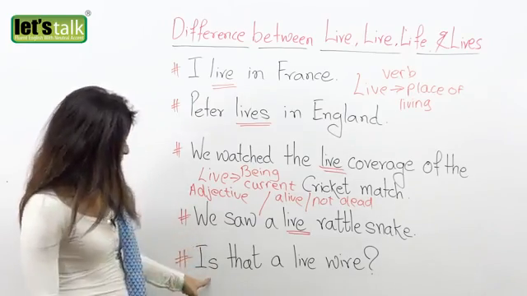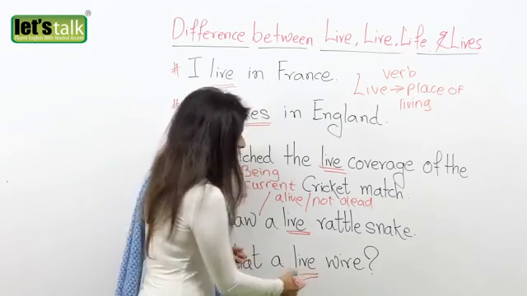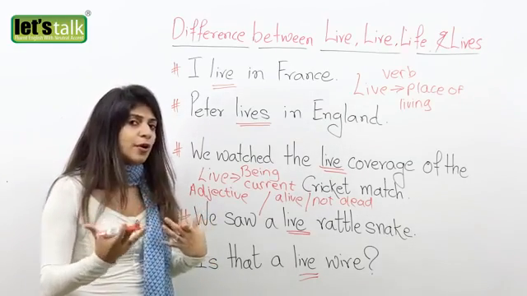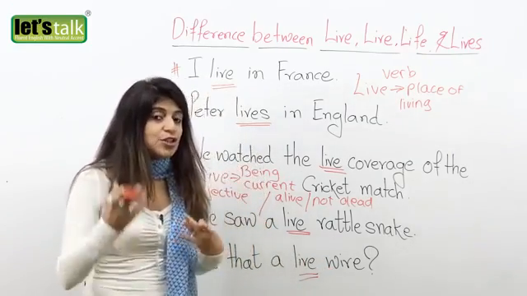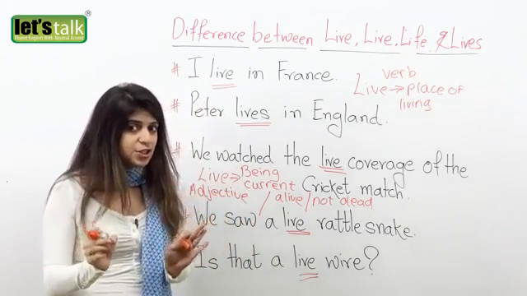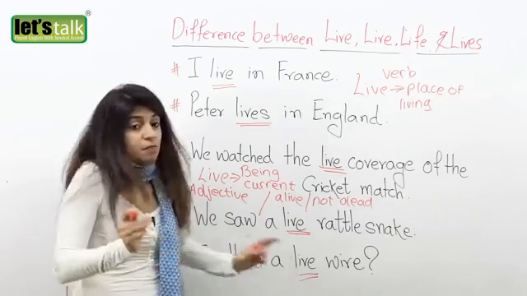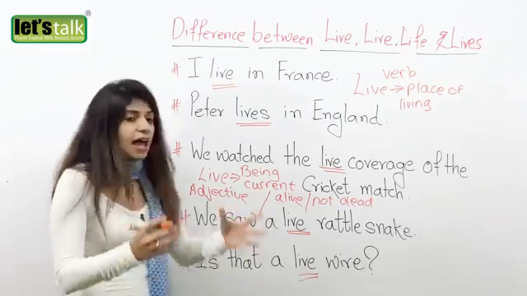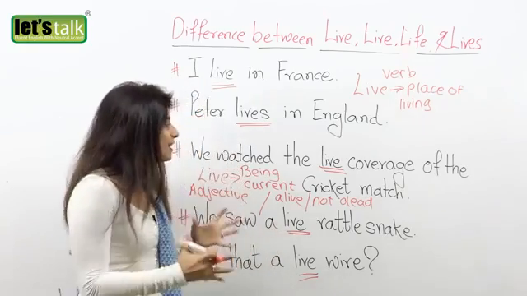Now here if you see, is that a live wire? Now, why have I used this word live here? Because many times we do come across these wires which pass electric currents. So we call these kinds of wires live wires. So remember the pronunciation, we do not say live wire, we say live wires, okay? If you touch it, you might get a shock. So be careful. So is that a live wire? It means that it passes electric current. So hope this is clear to you.